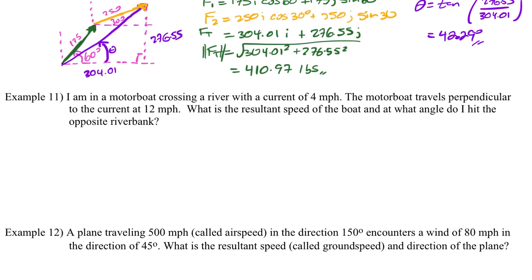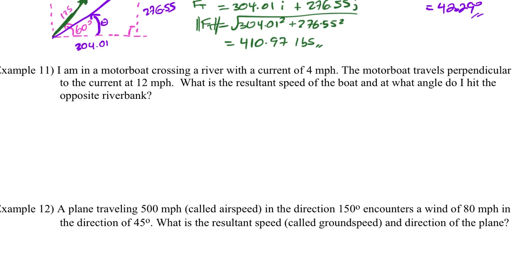Okay, the next one says I'm in a motorboat crossing a river with a current of 4 miles per hour. The motorboat travels perpendicular to the current at 12 miles per hour. What is the resultant speed of the boat, and at what angle do I hit the opposite bank? I have my motorboat that goes, let's say, like this right here, going up at 12 miles per hour.